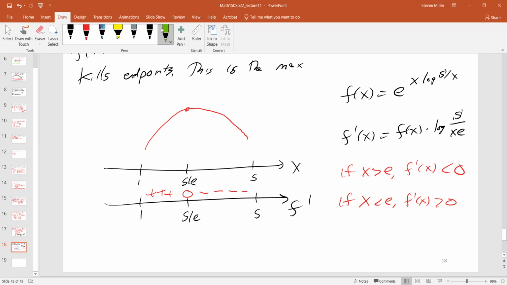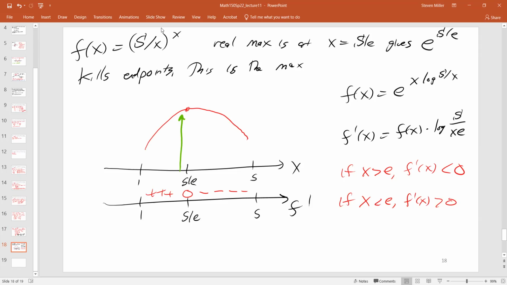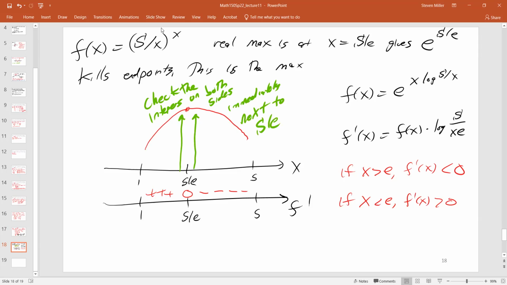So all I have to do is check the integers on both sides immediately next to s over e. And one of them will be your maximum. And we still have like 30 seconds to speak.